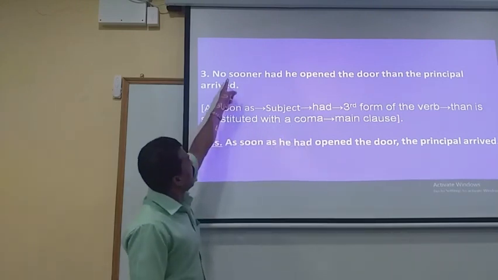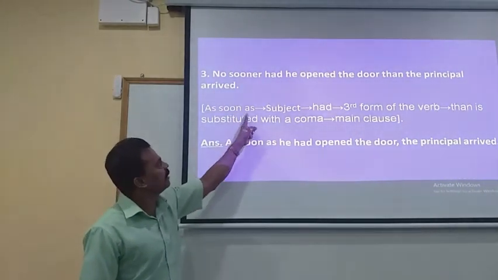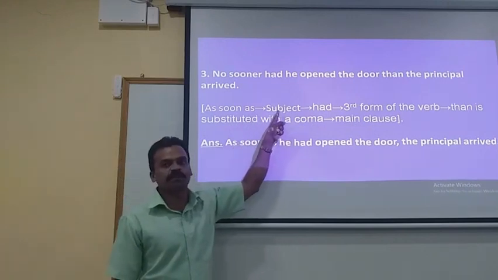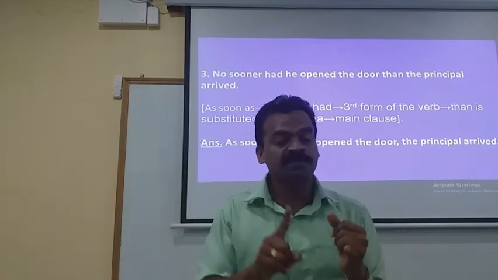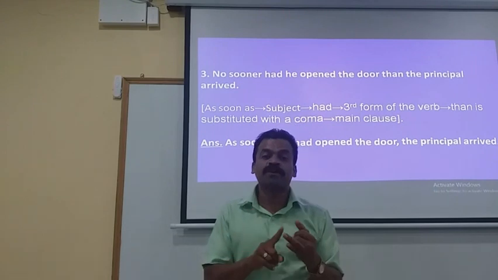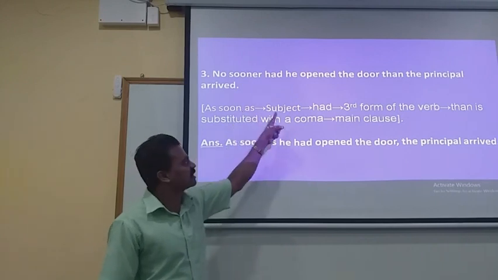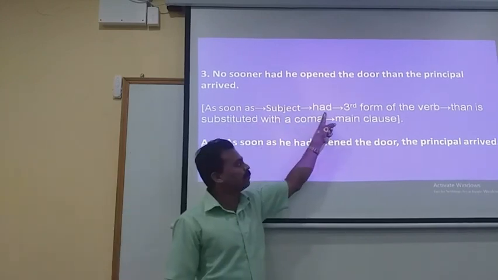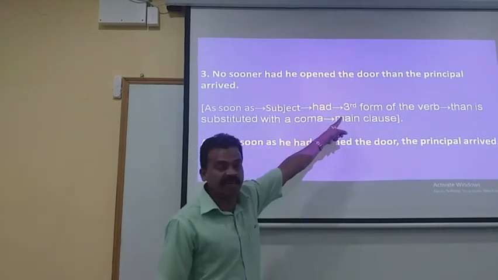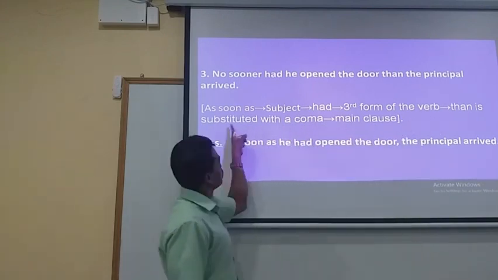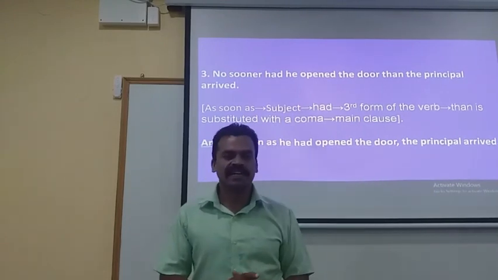Let's see here. No sooner we have to substitute with as soon as, and immediately after as soon as we know that the subject is to be placed. That is not the case with no sooner. Immediately after no sooner, if it is simple past, we make use of did. If it is past perfect, we make use of had. Whereas with as soon as, immediately after it we make use of the subject, then had plus the third form of the verb, the past participle. Than is replaced with a comma, and the main clause stays exactly as it is.